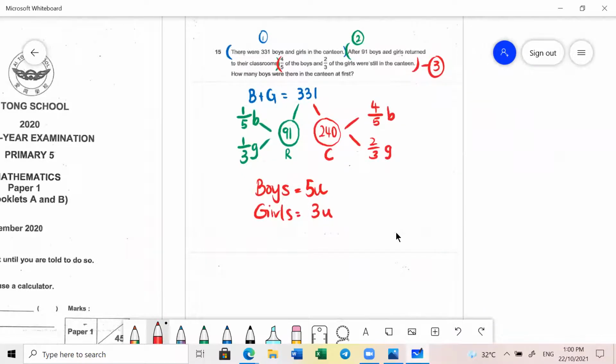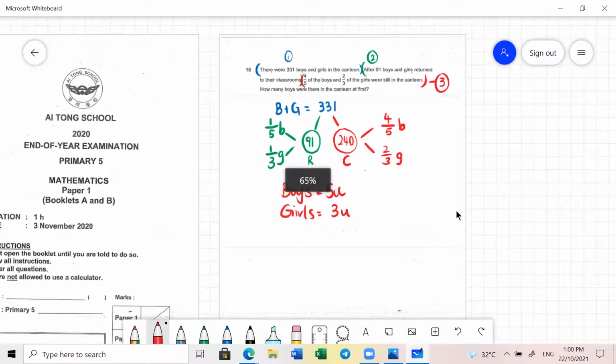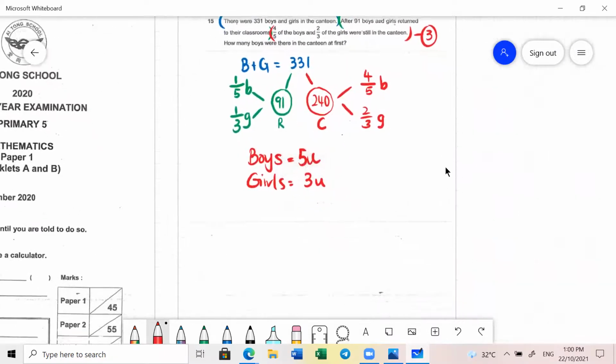So what we want to do over here, as you can see, I started the video telling you that I'm going to use the assumption method to solve this question. So I'm going to use the assumption method.